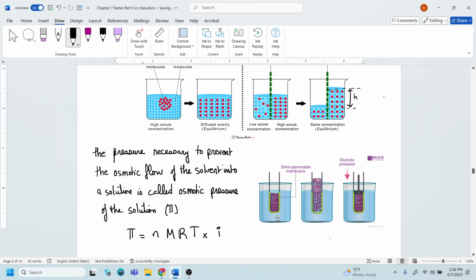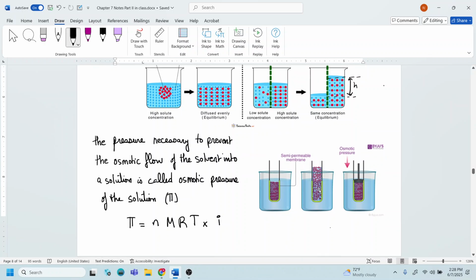This is another illustration of osmosis. So you have a low concentration solution, and inside you have a high concentration solution, and you have a separation by a semi-permeable membrane. Osmosis is always the passage of the solvent from the less concentrated to the more concentrated, so that the more concentrated will now be diluted and the system will reach equilibrium. So both solutions will have the same concentration.